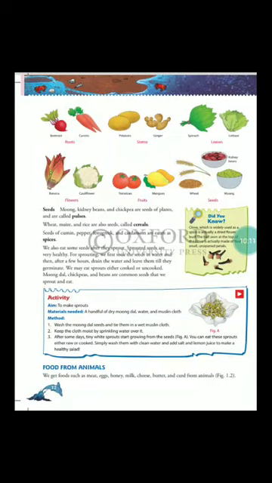To make sprouts, wash the mung seeds and tie them in wet muslin cloth. Keep the cloth moist by sprinkling water over it. After some days, tiny thread-like sprouts start growing from the seeds. You can eat these sprouts either raw or cooked. You can make tasty bhel with sprouted seed.